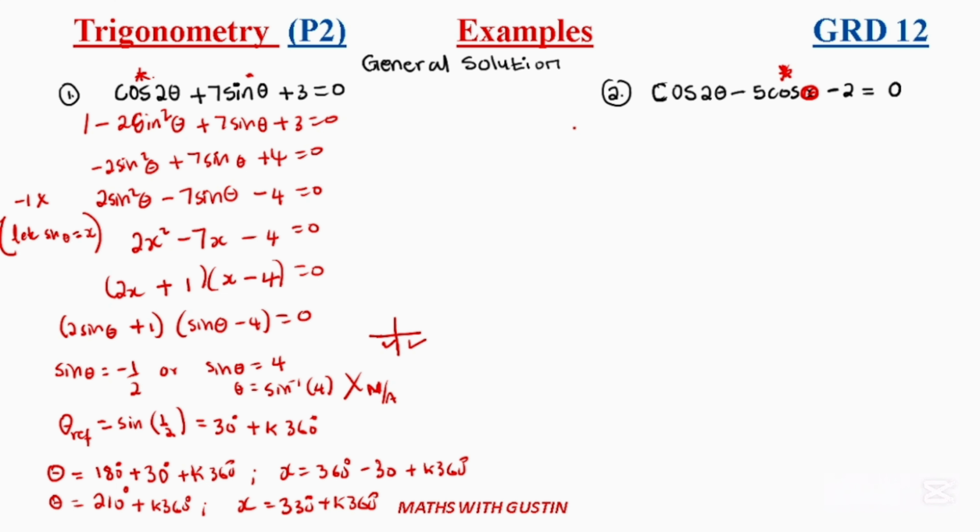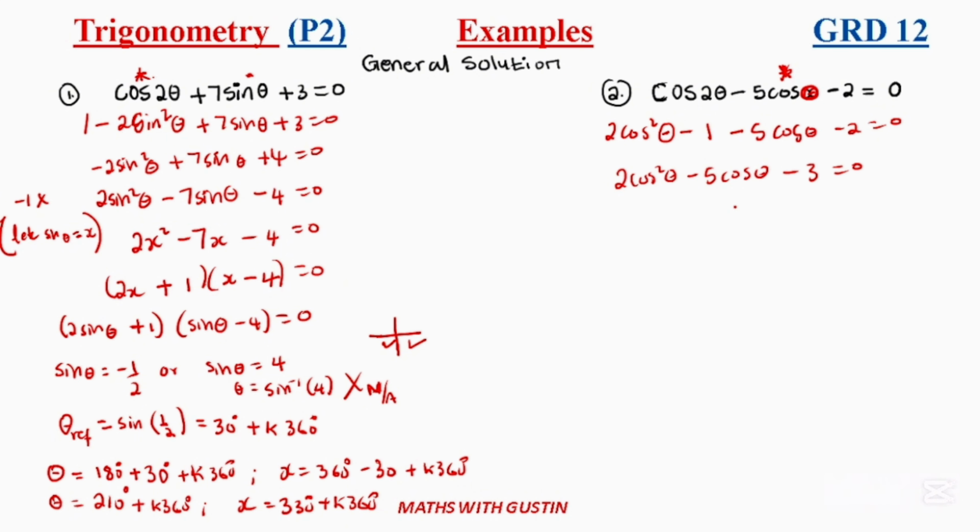So what you can do here is change this, but remember what I said, you can't change it to sine because here you've got a cos, so you change it to cos. You're going to change it to cos squared theta minus 1, minus 5 cos theta, minus 2 is equal to 0. Therefore you group like terms: cos squared theta minus 5 cos theta, negative 1 negative 2 will add up to negative 3, is equal to 0.